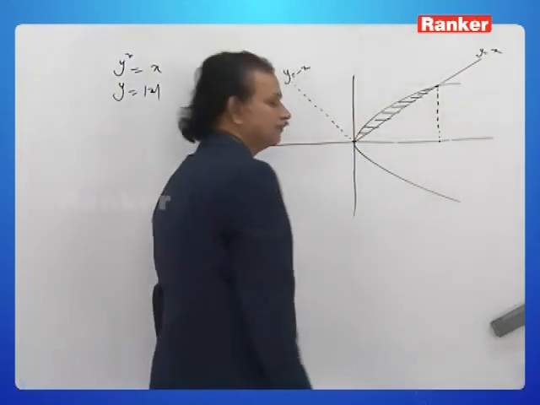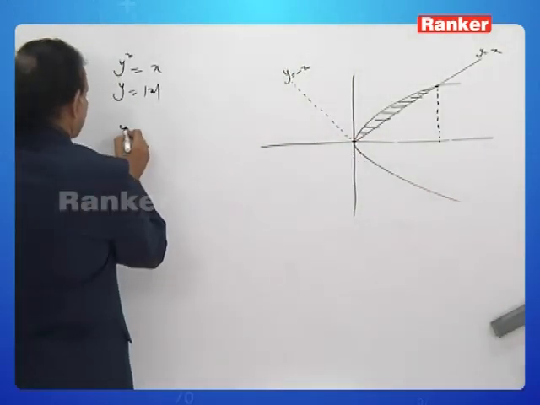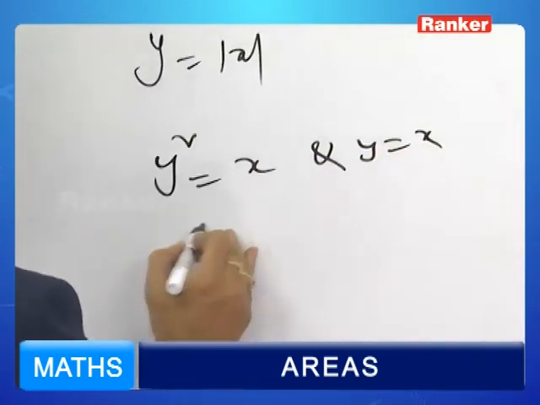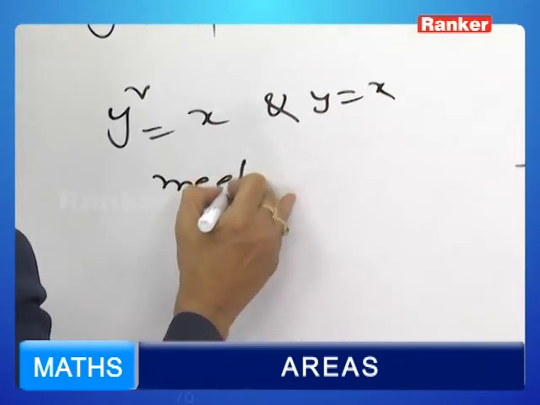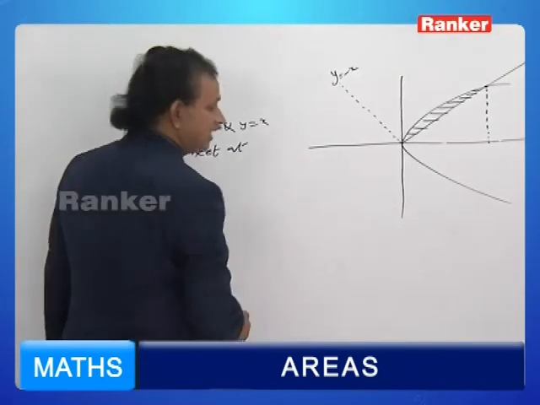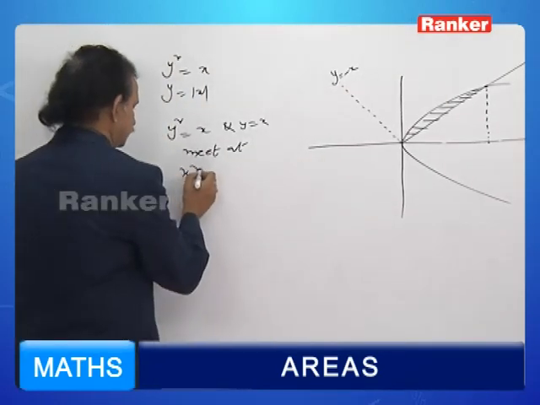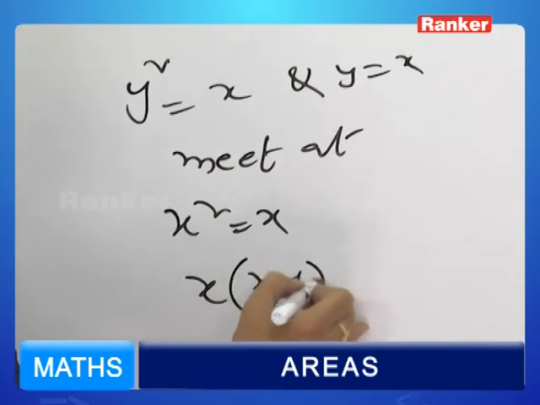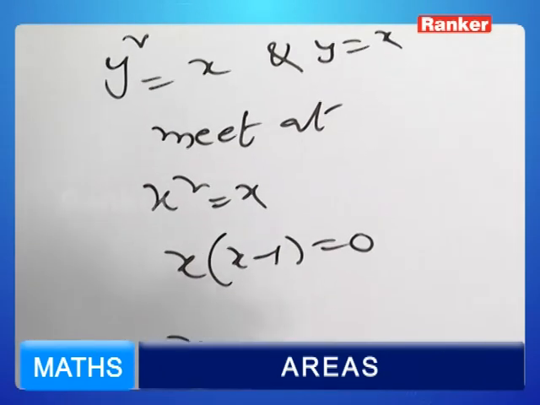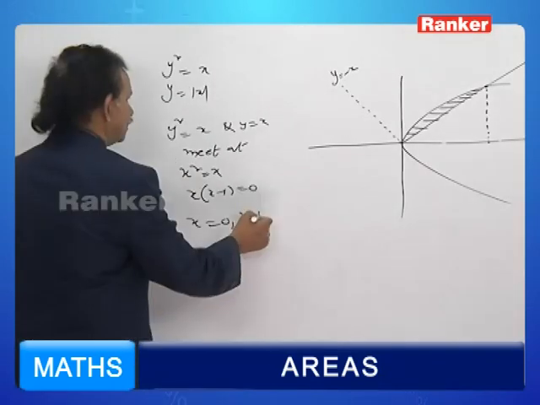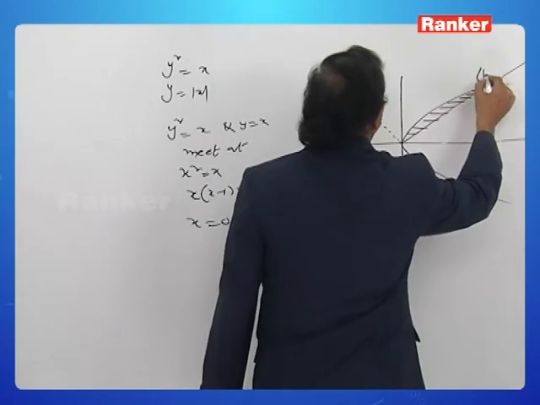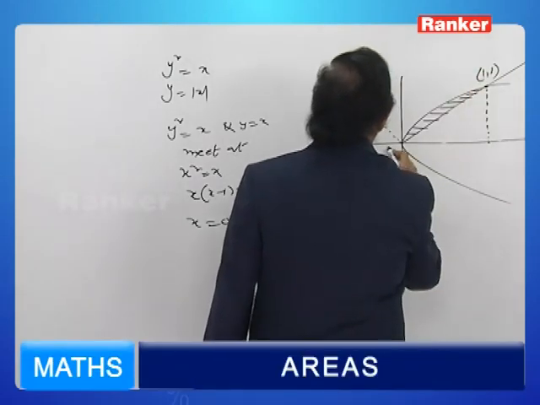What is this point? Y square is equal to x and y is equal to x meet at x square is equal to x, that is x into (x minus 1) is equal to 0. That is x equal to 0 and x is equal to 1. If x is equal to 1, automatically y is also 1. Then this point is 1 comma 1. This is 0 comma 0.